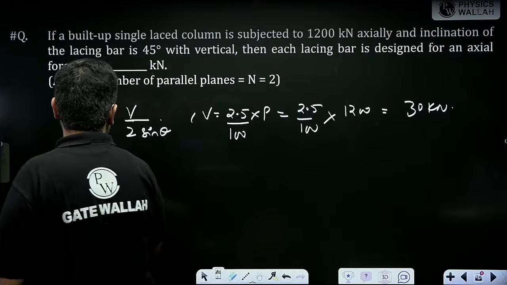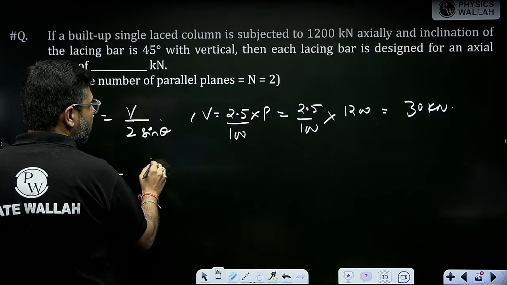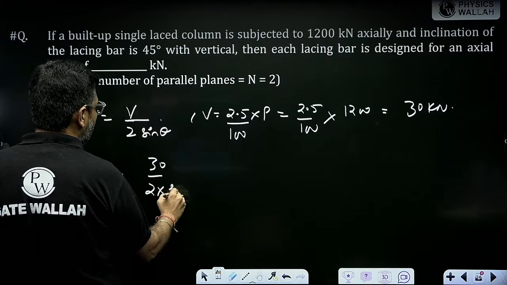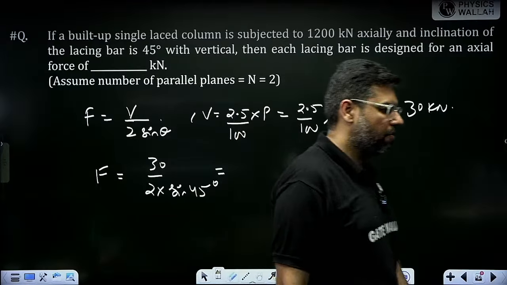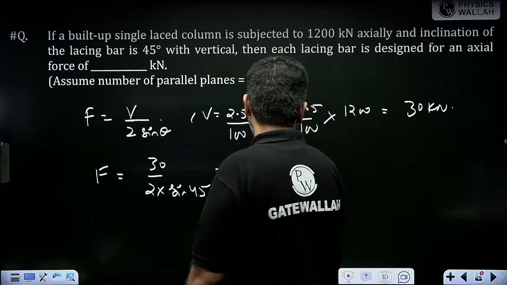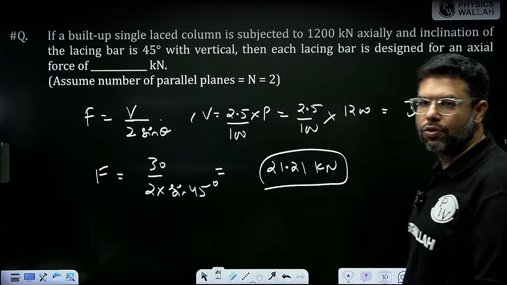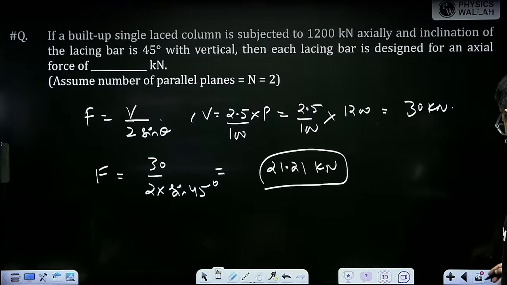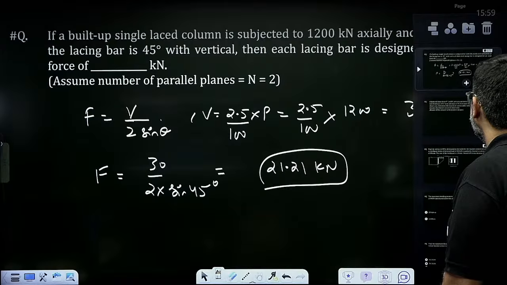Let theta be 45 degrees, so the force is 30 divided by 2 sine 45 degrees. How much are you getting as the answer? Tell me fast. That is 21.21 kilonewton. I have got one answer as well. Very correct. Very simple question. Okay. Let's proceed towards the next one.